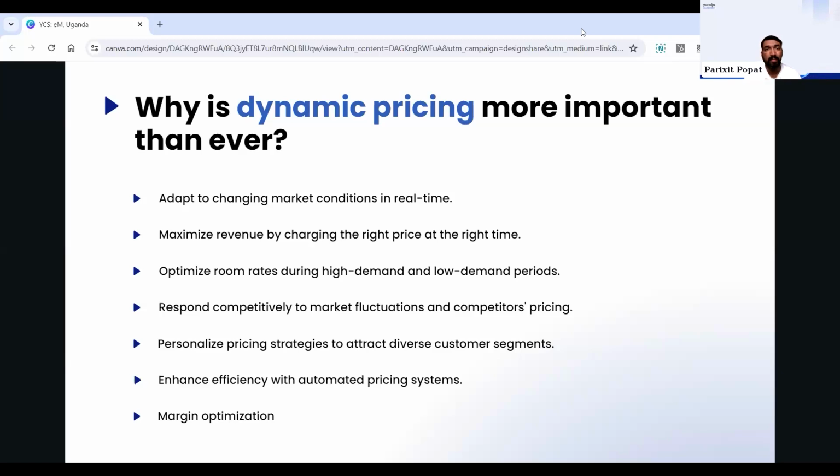It is going to respond to what the competition is doing. It is going to respond to what the market is doing. And you can personalize the strategies as per your segment. You can personalize the pricing to attract more customers.